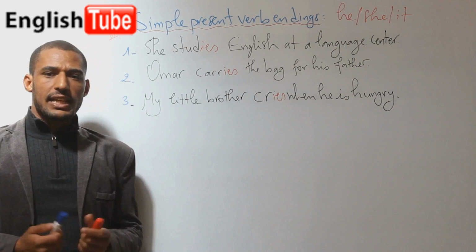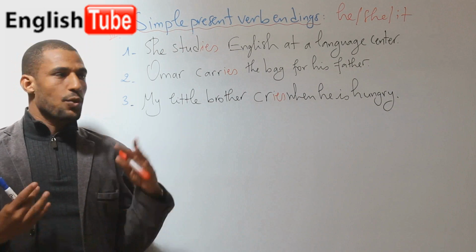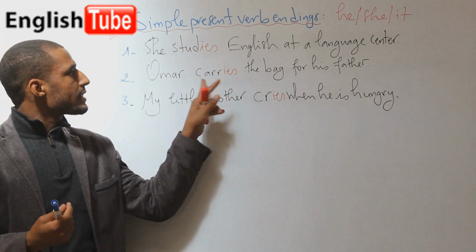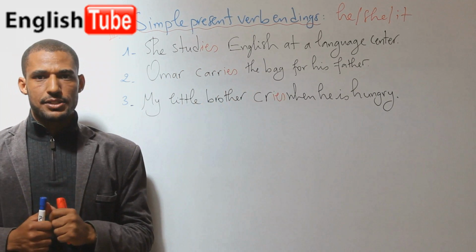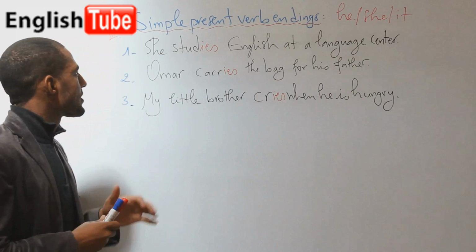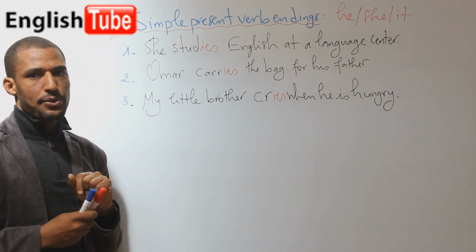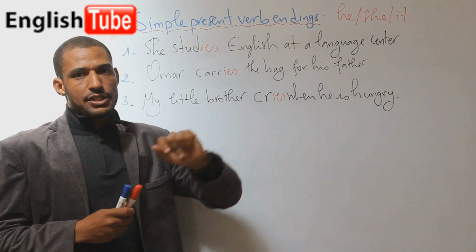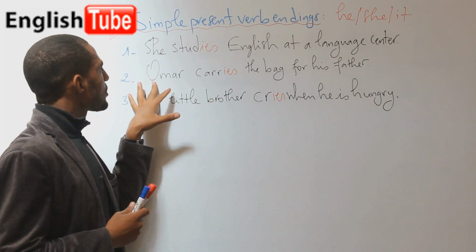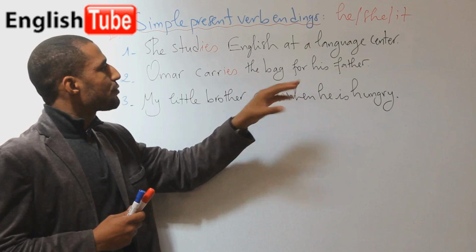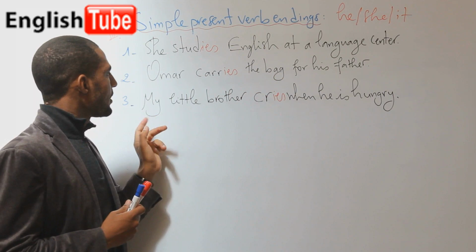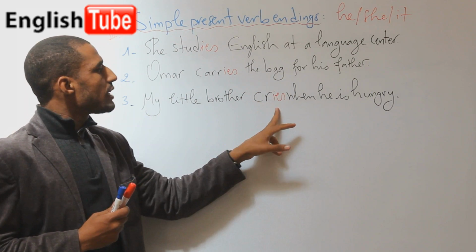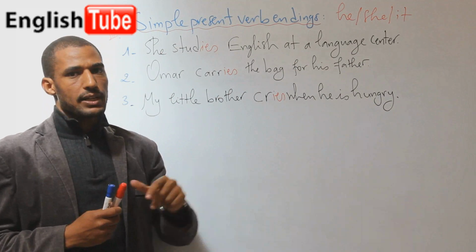Great, let's deal with the last case right now, which is when to add IES at the end of a verb in simple present. Let's study the following sentences. We have 1, 2, and then number 3. Number 1, she studies English at a language center. Number 2, Omar carries the bag for his father. Number 3, my little brother cries when he is hungry.